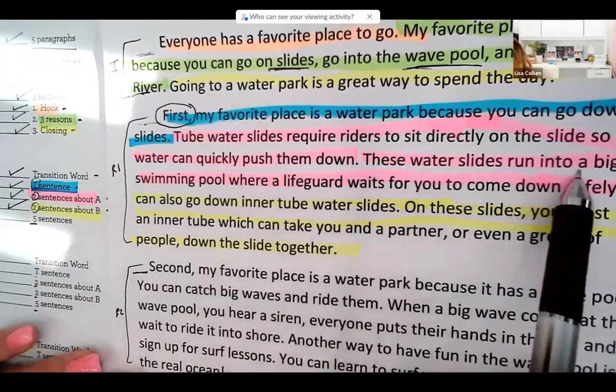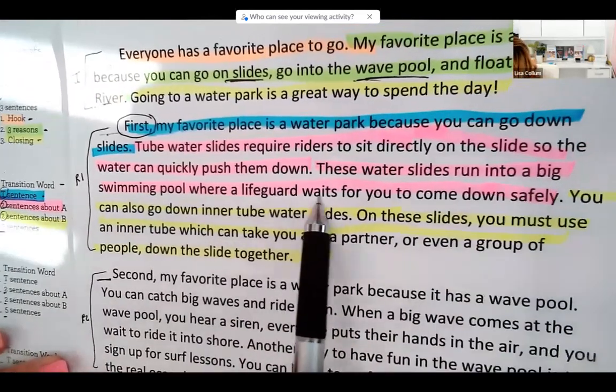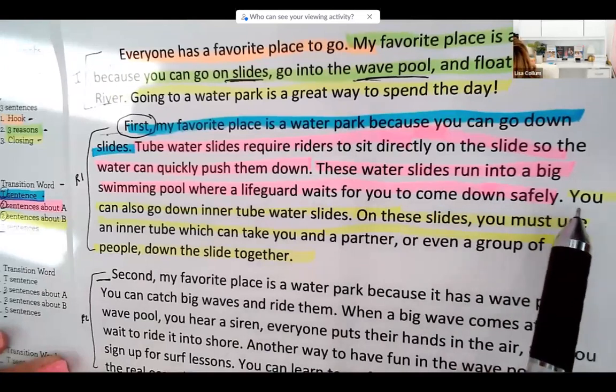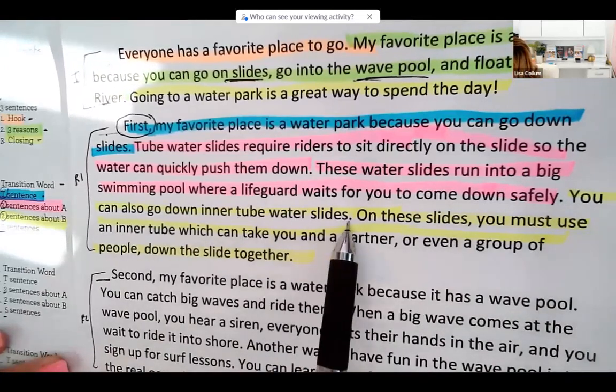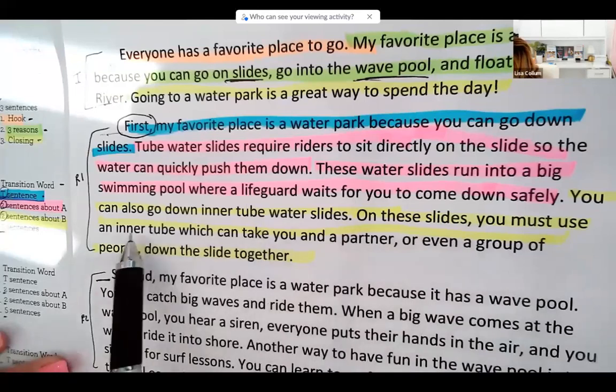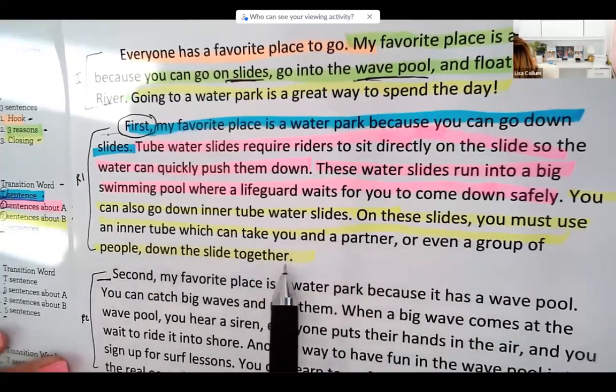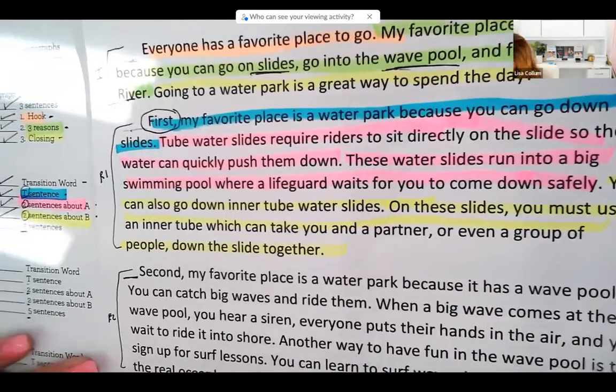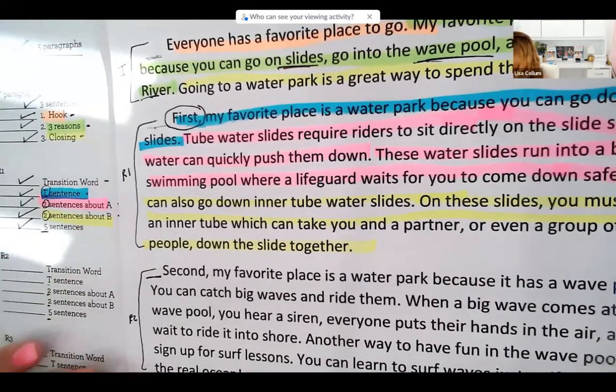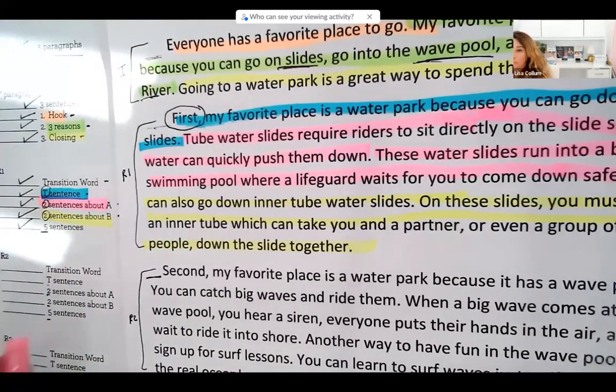2. These water slides run into a big swimming pool. Lifeguards wait for you to come down safely. 3. You must also go down the water safely. 4. On these slides, you must use an inner tube, which can take you down a party. 5. I have 5 sentences, so I'm going to put a check next to 5 sentences. Okay, you see how I'm going through each part of the essay here?